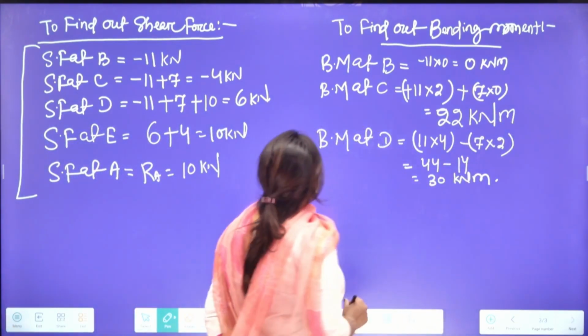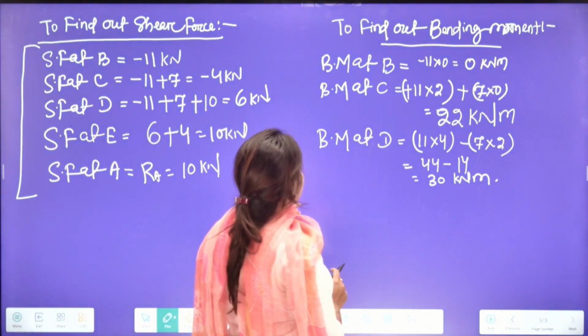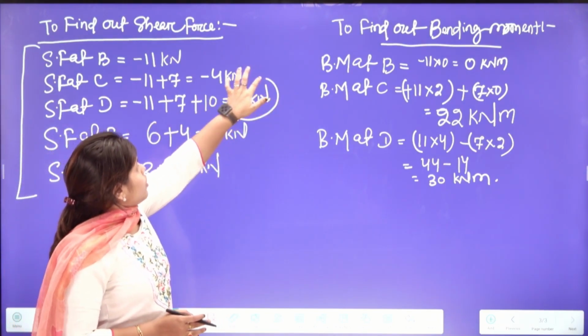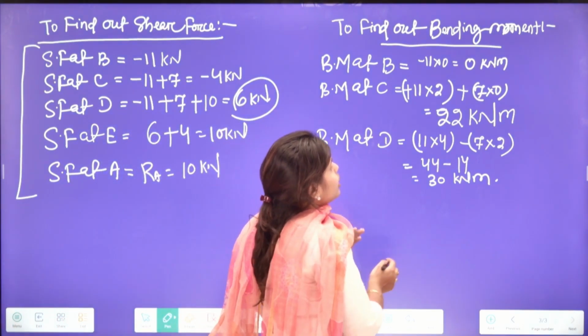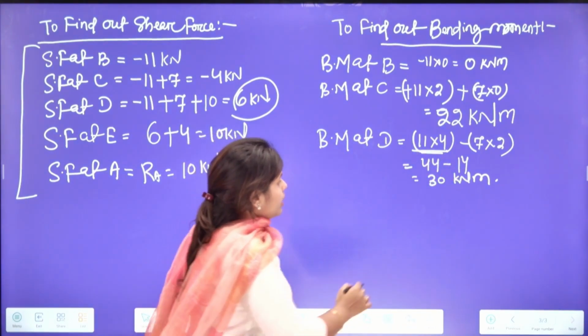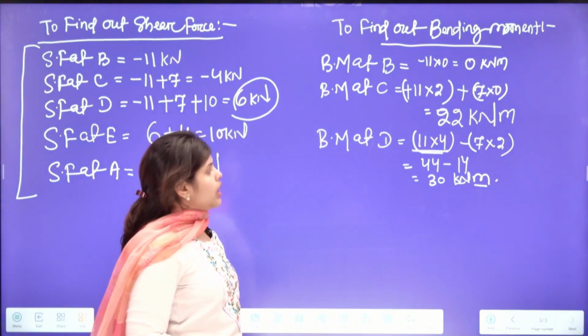Why? Here the big difference between shear force and bending moment is only unit. Why? Shear force is only addition or multiplication of what? Your forces. But in case of bending moment, we are multiplying the distance with forces. That's why force into perpendicular distance, kilonewton into meter.